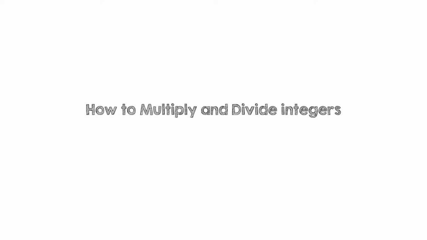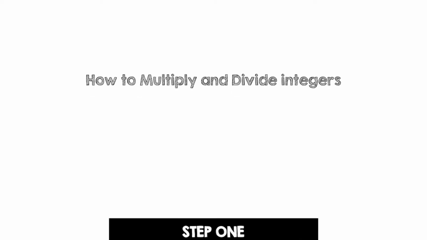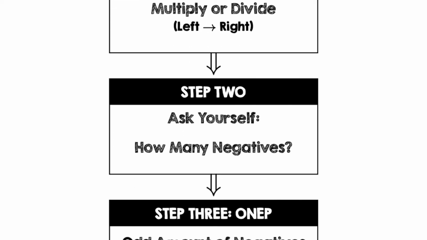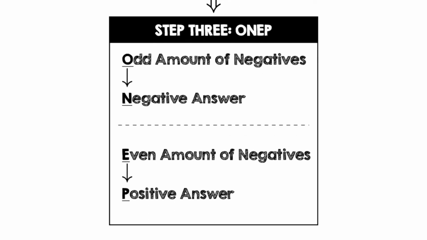So, how do we multiply and divide integers? Well, step one, we're going to ignore the negatives and multiply or divide left to right as we normally would. Step two, we're going to ask ourselves, how many negatives are we multiplying or dividing? Step three, if we have an odd amount of negatives, our answer is negative. But if we have an even amount of negatives, our answer is positive.